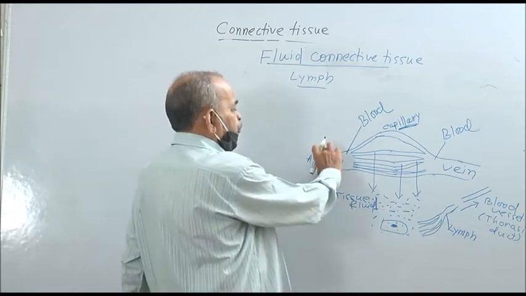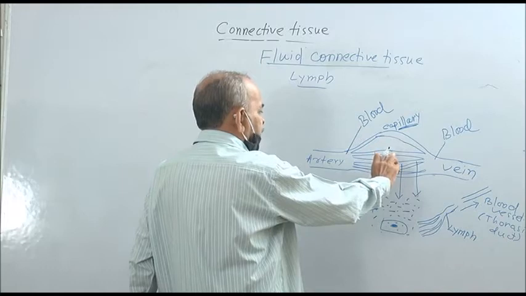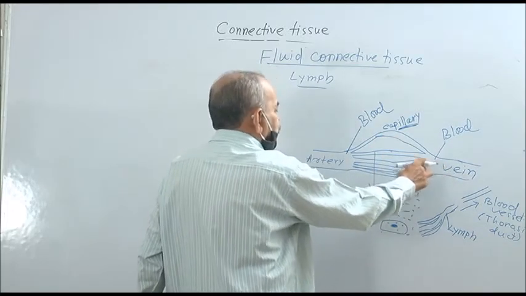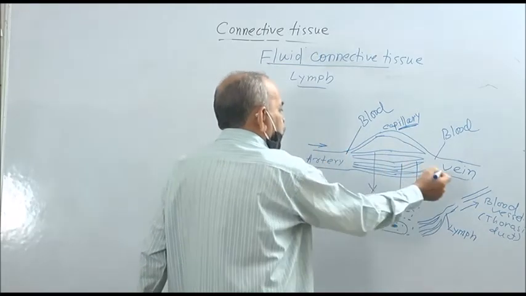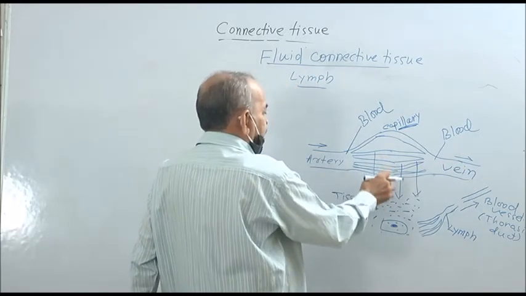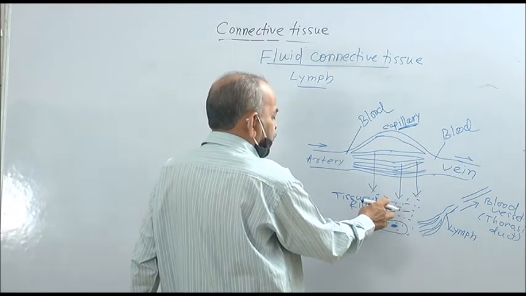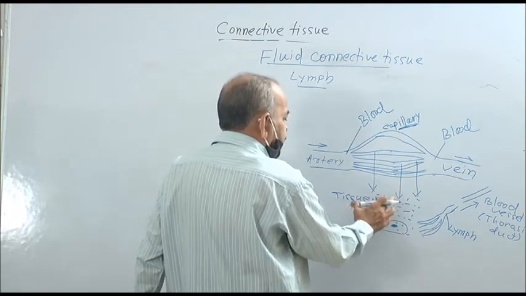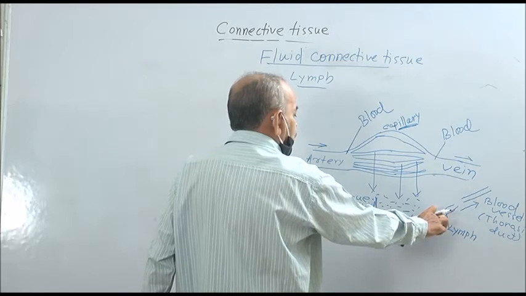So, you can see this is one artery and it breaks up into fine branches known as capillaries, which unite again to form the vein. Blood flows through the artery from the heart, then through the vein it goes to the heart. Through the capillary the plasma is filtered, some plasma enters into the intercellular substance, that is the tissue fluid, then a part of the tissue fluid enters into the lymph capillaries and that is known as the lymph.